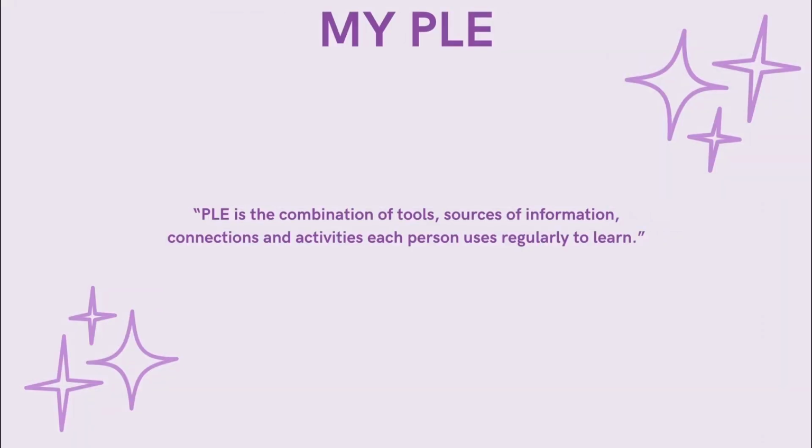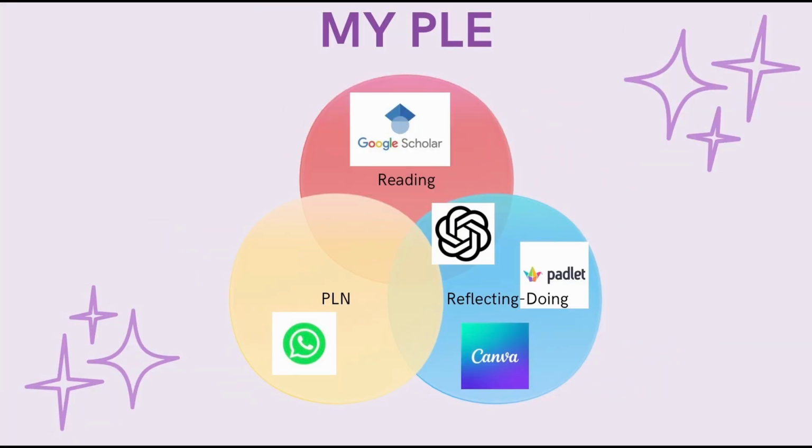Now, for question 3, I have to explain 5 critical elements of this course that I would like and should include permanently on my PLE, giving of course a proper justification. First though, what is a PLE? Well, according to Adelan Castañeda, it is a combination of tools, sources of information, connections, and activities each person uses regularly to learn. Now for my PLE, these are my 5 critical elements of this course.